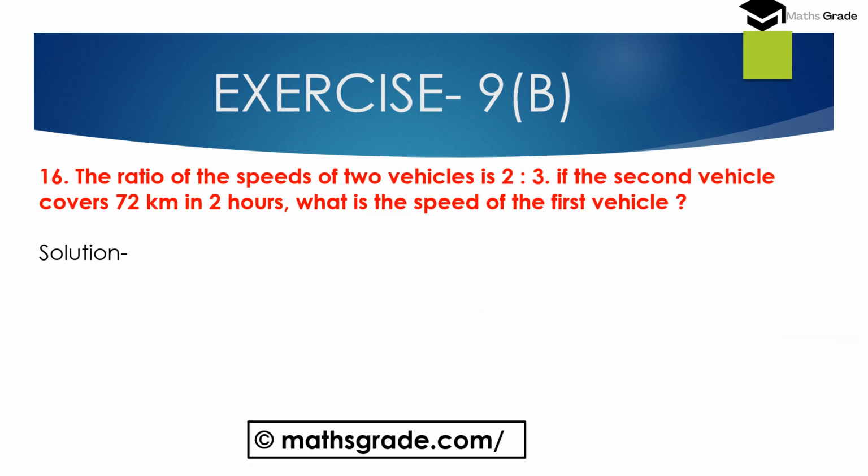Now we will solve question number 16. The ratio of the speeds of two vehicles is 2:3. If the second vehicle covers 72 km in 2 hours, what is the speed of the first vehicle? It is given that the ratio of the speeds is 2:3. So let the speeds of the two vehicles be 2x and 3x.